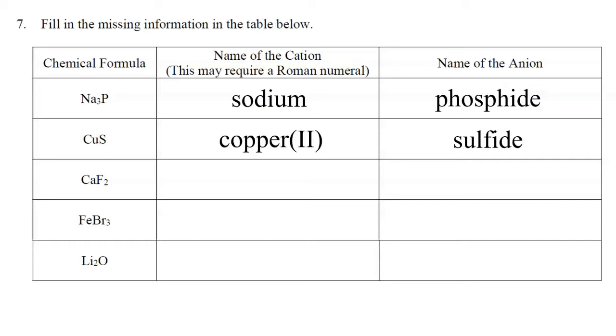In our next example, we have calcium and fluorine, so we name calcium just simply as the name of the element. But fluorine becomes fluoride, and calcium fluoride is how we name that.